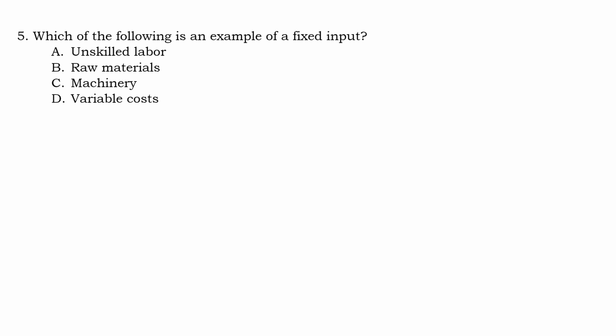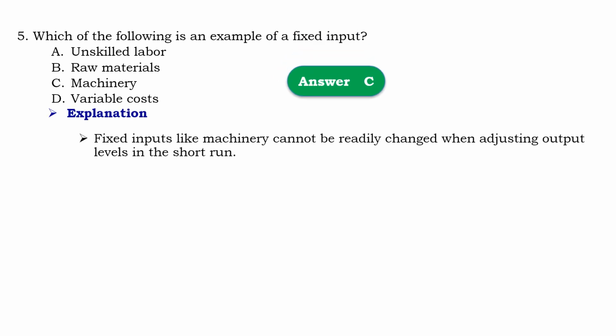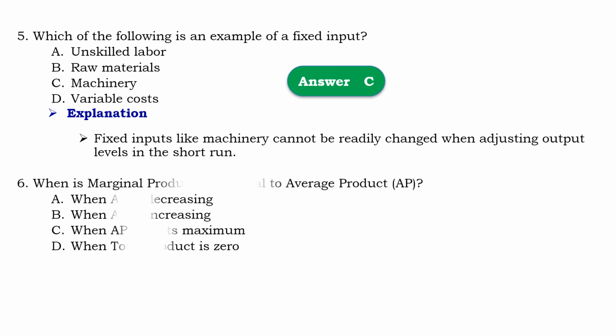Question number 5. Which of the following is an example of fixed input? So that should be C, machinery. Means that a fixed input like machinery cannot be readily or easily changed when adjusting output level in the short run.